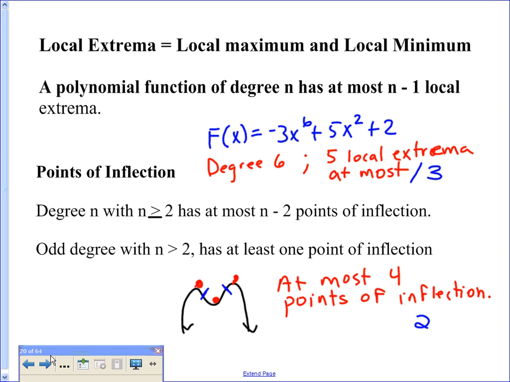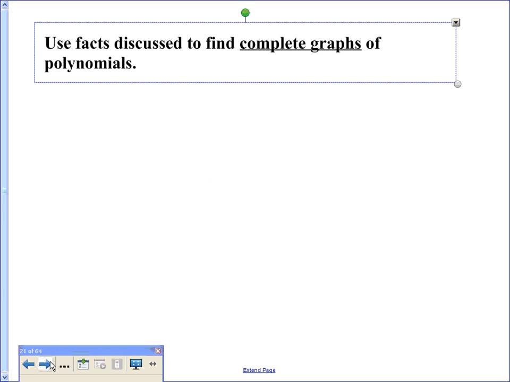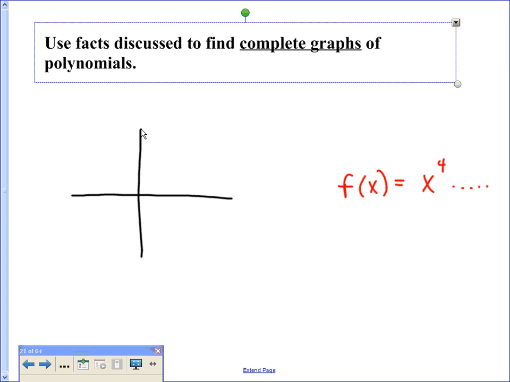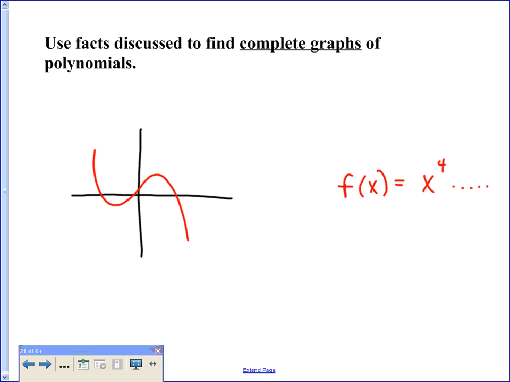Okay, so this concludes what I have for section 4.3. What you should be able to do from this section is use the information that we have talked about to find complete graphs. So, for example, let's say that you graph a function that is a 4th degree polynomial. It has an x to the 4th in it. And on your calculator, you see something like this. Okay? You should be able to use what you know from this section to say, okay, that is not a complete graph. Actually, your calculator wouldn't give you the arrows, so it would look more like this.